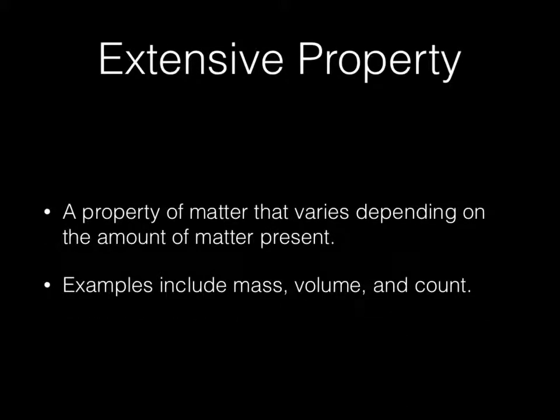First property of matter we're going to talk about are extensive properties. Extensive properties are any property of matter that changes or relies on the amount of matter present. Your biggest examples are mass. The more matter present, the more mass will be present. Volume. Typically, the more matter you have, the more space it takes up. And count. The more matter you have, the more atoms you have. So if you have 5 grams of hydrogen versus 10 grams of hydrogen, there will be more atoms in the 10 grams of hydrogen.